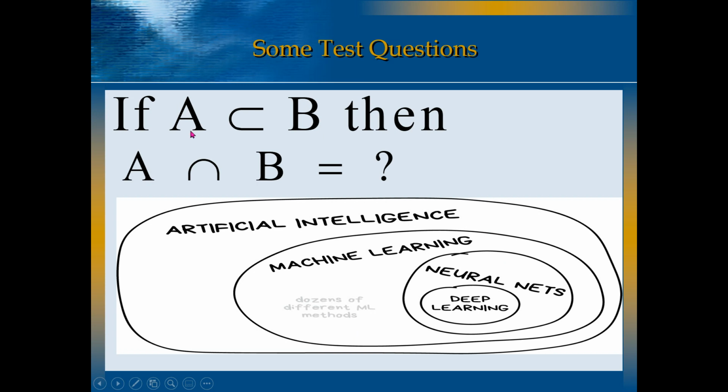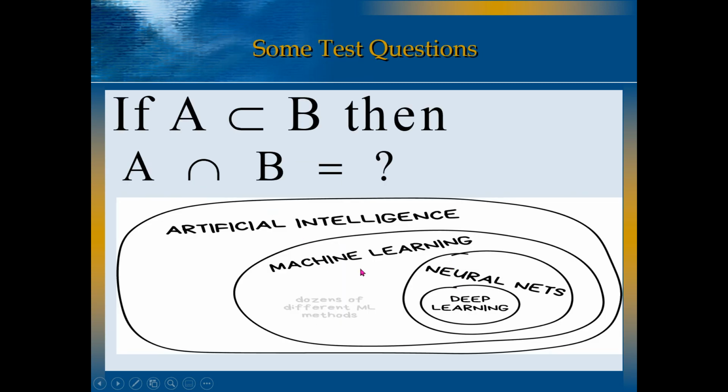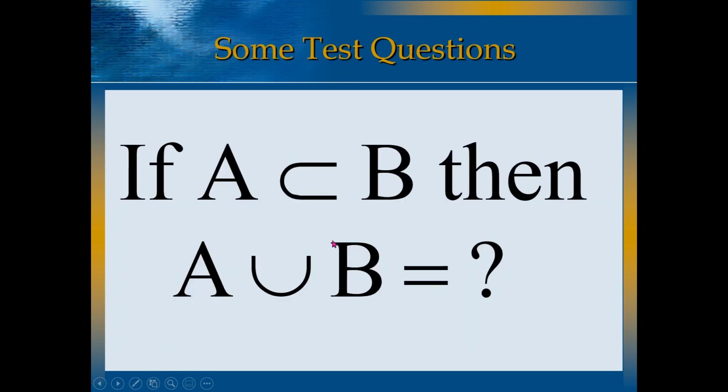In other words, if A is a subset of B, then A intersection B will be equal to the thing which is a subset. So here event A is a subset, so the answer will be A, right? If A is a subset of B, then A union B. So coming back here, for example, machine learning is a subset of artificial intelligence. So if I take the union of artificial intelligence and machine learning, what I'll get back is the bigger set, which is artificial intelligence. So if A is a subset of B, then A union B will be set B.